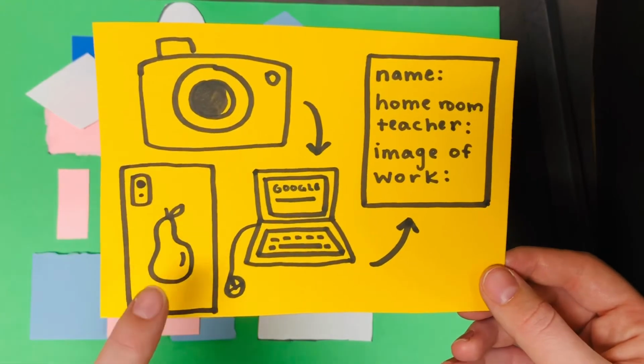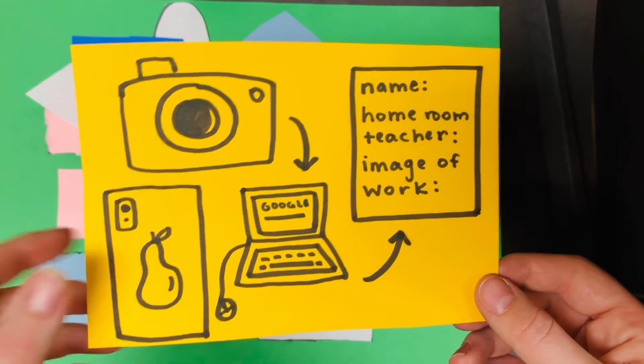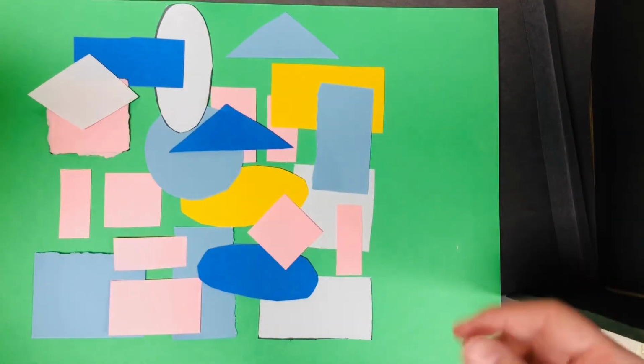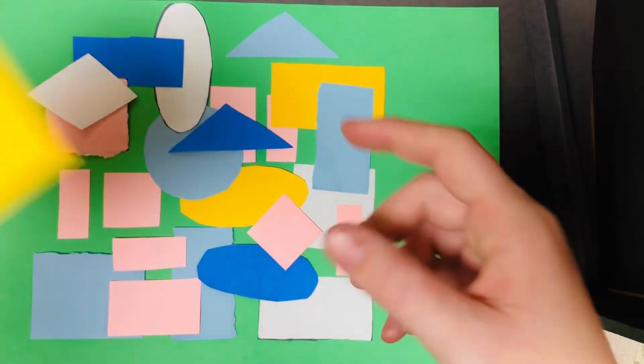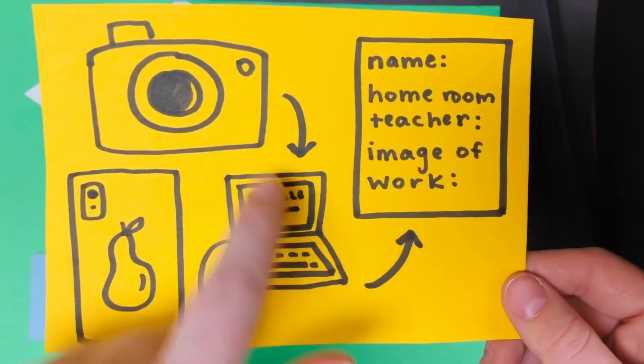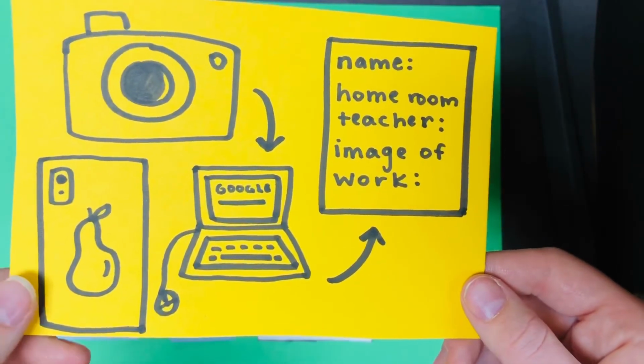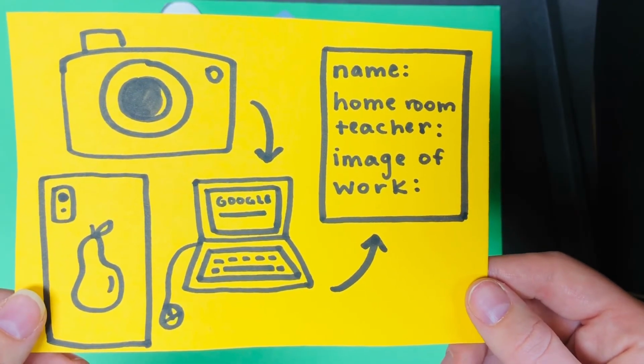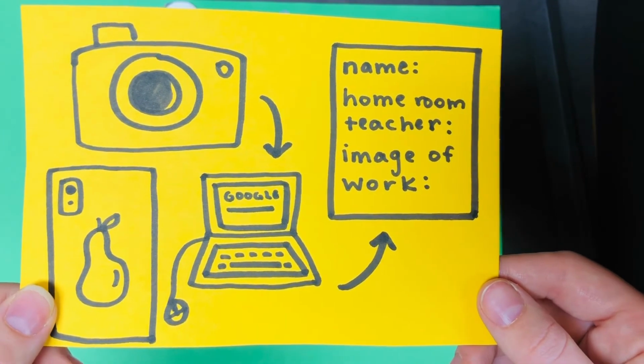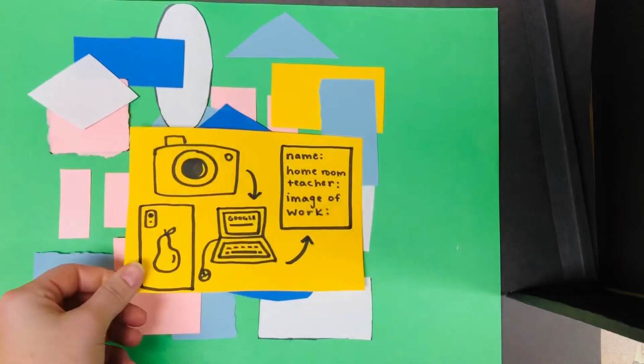Don't forget when you finish your stories to use a camera or a phone to take a picture of your work and upload it into Google. Because this is a book, there will be a lot of pages for you to upload, but it's important you attach them all. Make sure to leave your name and homeroom teacher in addition to the image of your work.